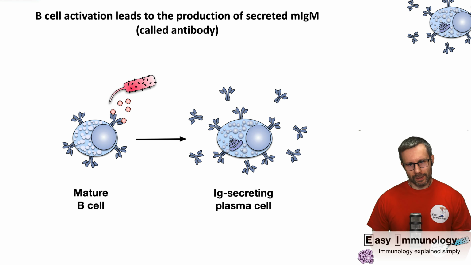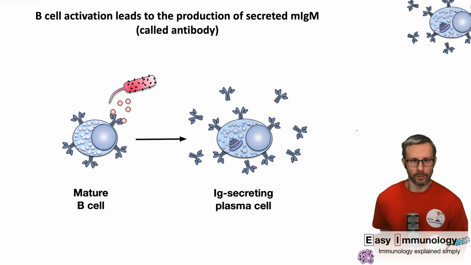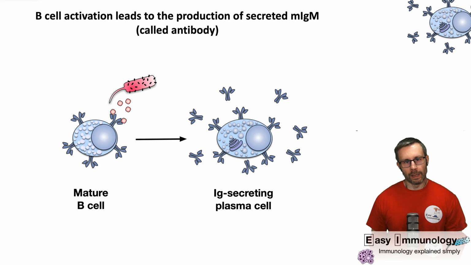So once the B cell gets activated, it turns into an antibody secreting plasma cell. Antibodies are also called immunoglobulins, Ig. And these cells are quite big and quite active. They can produce 10,000s of antibody molecules per second if they are fully activated and fully fed with nutrients.